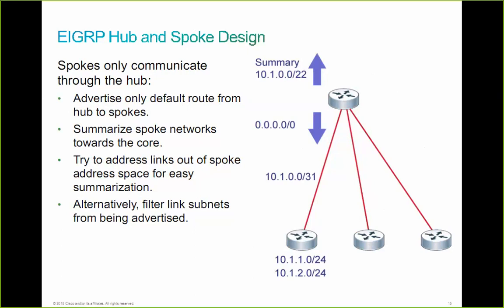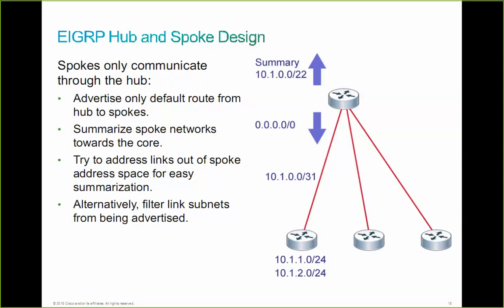Which means that contiguous address space and addressing design is very important in this case, all right? With those point-to-point links that are connected between the hubs and the spokes, maybe use a /31 subnet to even conserve address space in that particular case. The addresses on those links should come out of the address space that's available on the spoke to continue to allow for additional summarization, right?